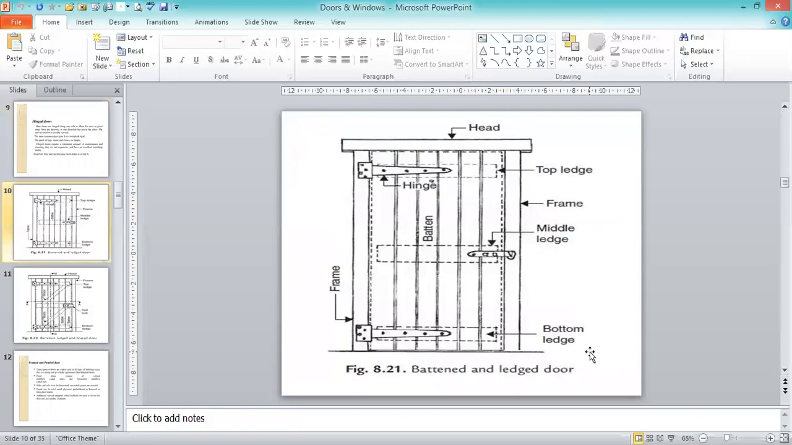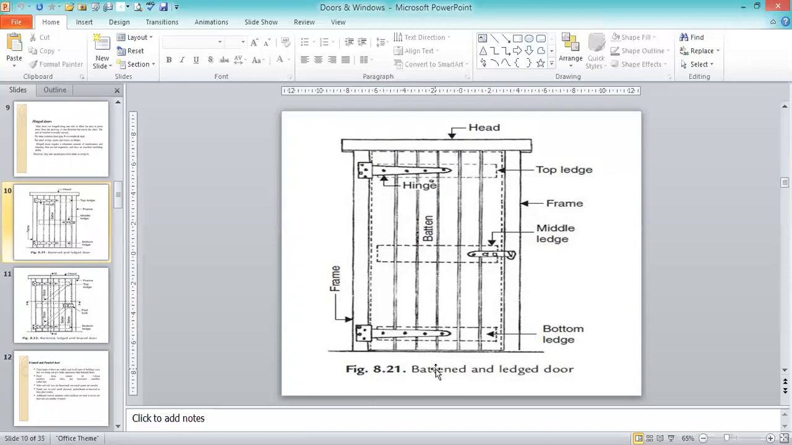This picture is giving the diagram of a batten and ledger door. In the hinged door, we can see the hinges provided here and here, and the frame head and the frame. The ledges are called the top ledge and the bottom ledge.